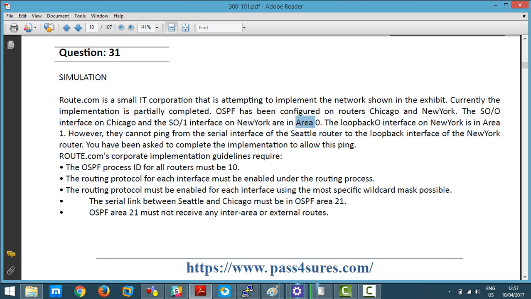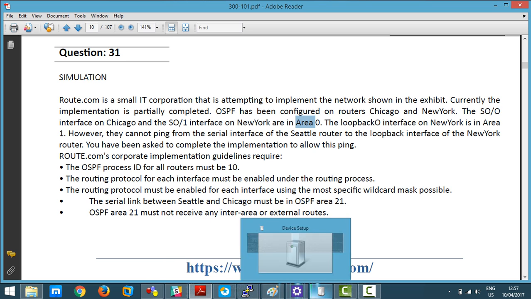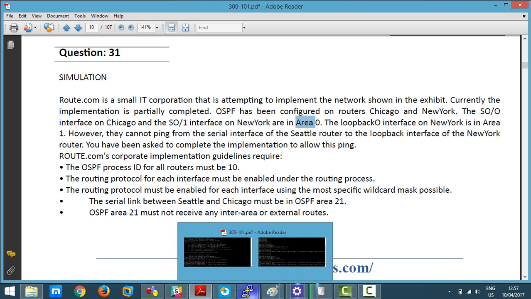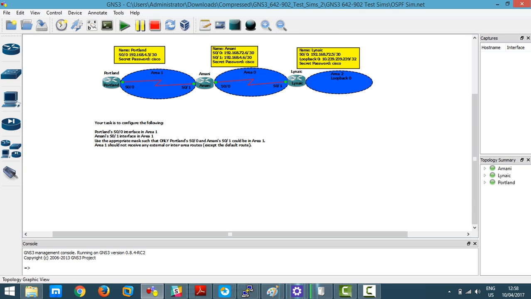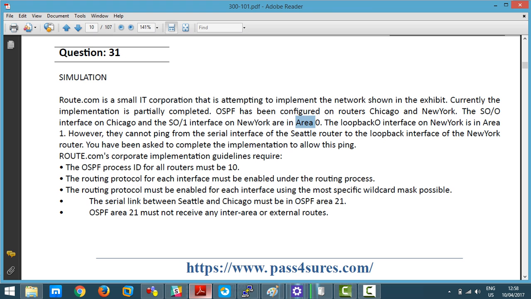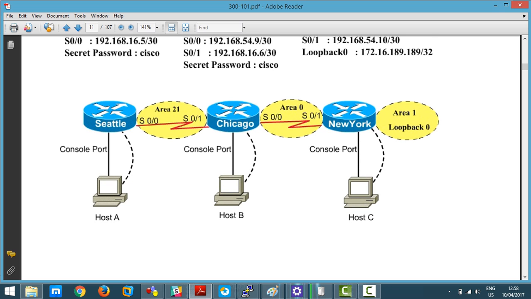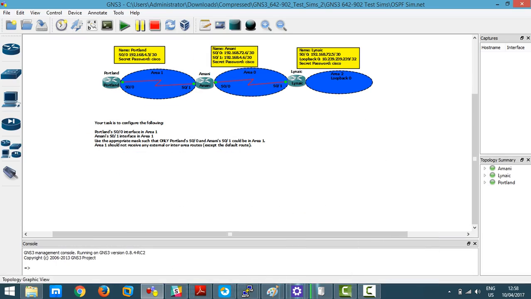They are showing which interface is in which area, and the loopback interface on New York is in area 1. Okay, so it might be a little different when you go to the real exam. Like if I open the simulation that I downloaded from 92.com, there's a big difference. Here is area 1, and in the dumps here you get area 21 and here you get area 1. So it's not a big deal. You just need the basic concept. I hope you can do it. So I go back to my topic.